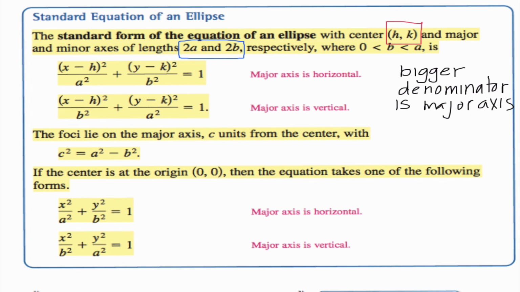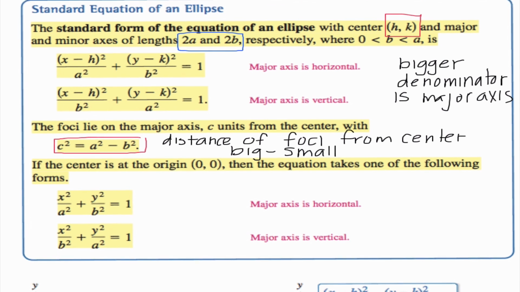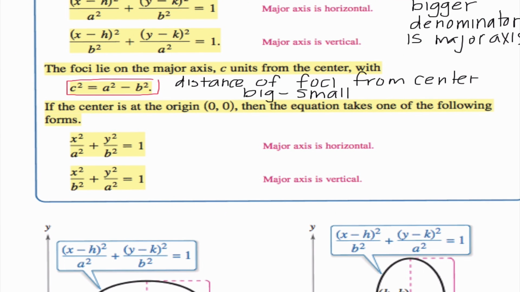Now, the other thing that we need to know, and this is new for us this year, is that we are going to be finding the foci. This is the equation for the foci: c squared equals a squared minus b squared. And that tells us the distance that the foci are from the center. And for a squared minus b squared, we just need to remember it's the big denominator minus the small denominator. Lastly, if the center's at (0, 0), the origin, this is what our equations will look like, because x minus 0 squared is just x squared, and same thing with the y.